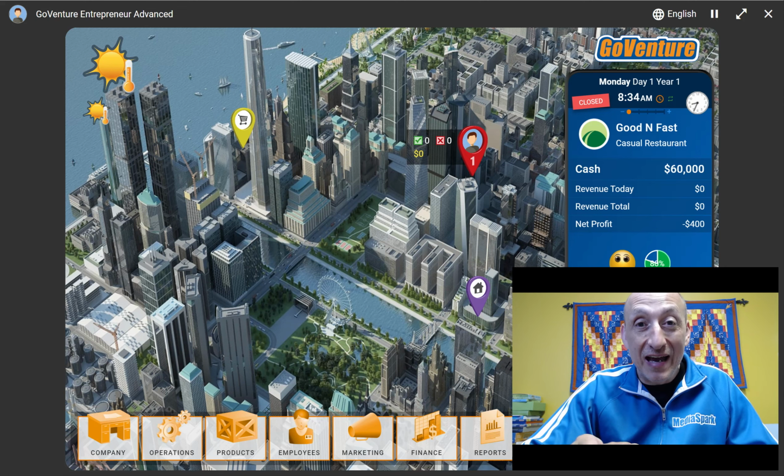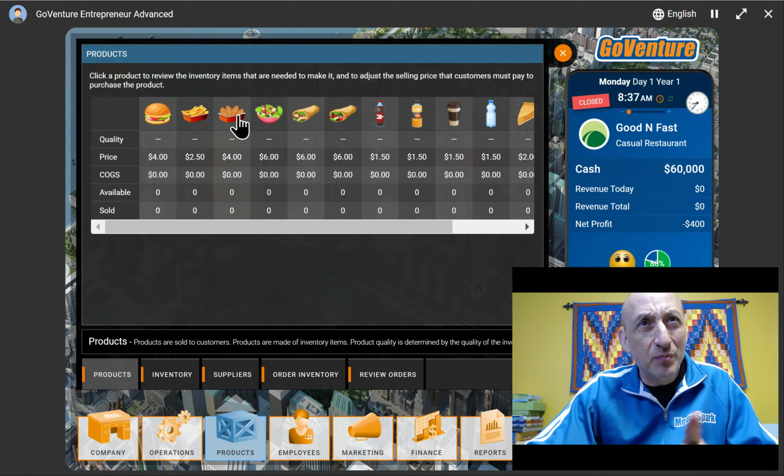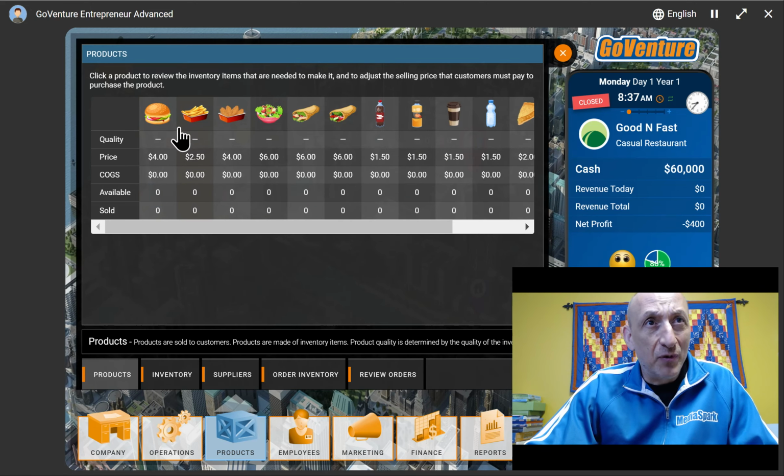Let me show you exactly how this works in this GoVenture entrepreneurship business simulation that I'm running here. So in this particular simulation, I'm running a business, and there's different types of businesses I can run, from department stores to businesses like Amazon or Starbucks. I'm running a casual restaurant business. I can see my various products here of hamburgers and French fries and chicken nuggets and salads and so on.